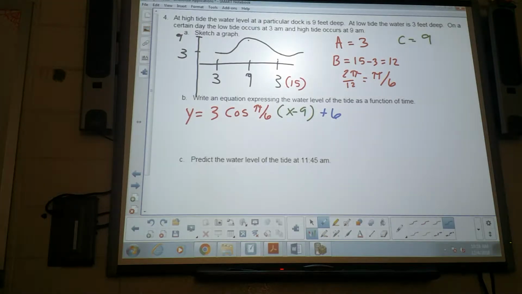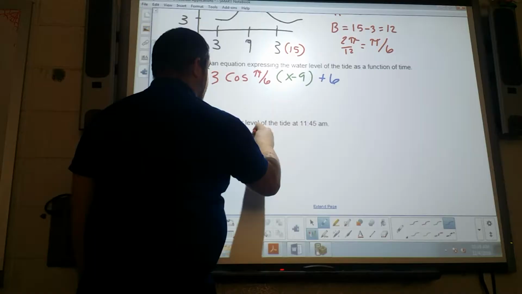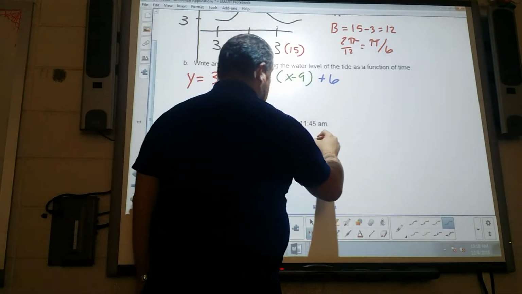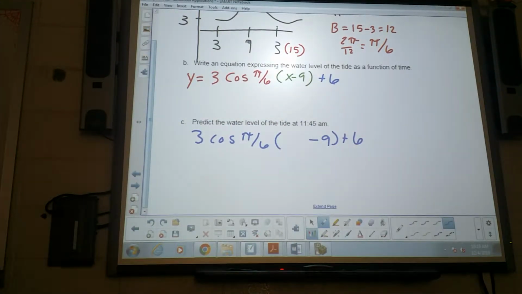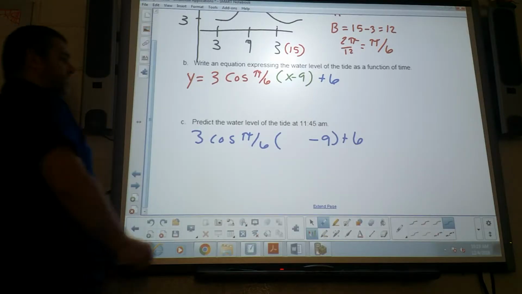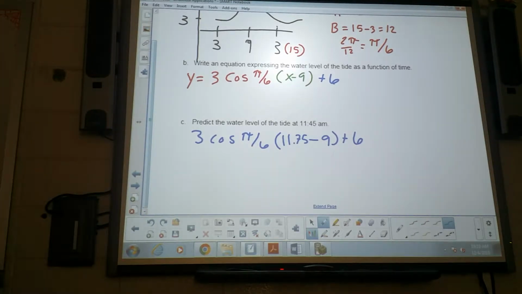Good. Yes. All right. Now, some people were having some issues with how to type in 11:45, because you cannot just type in 11:45. Toby, what do you want us to use? 11.75. Where did you get 11.75 from? Because it's 75% into the hour: 45 minutes is 3/4 of an hour, which is 0.75. So you do have to turn it into 11.75 when you are typing it in the calculator.